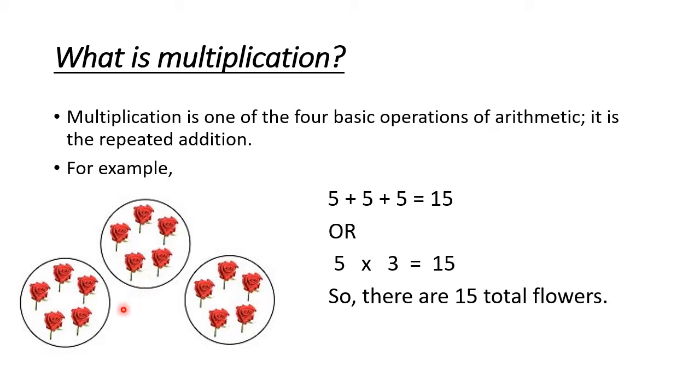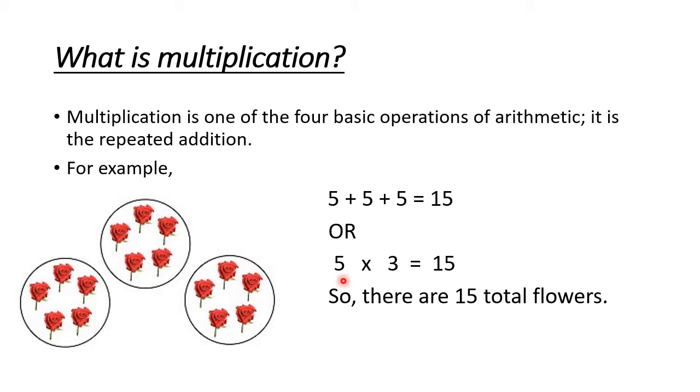For example, we are given 3 boxes, and in each box we have 5 flowers. 5 flowers in box 1, 5 in box 2 and 5 in box 3. Now if you want to find the total number of flowers, what will you do? We can find the total number of flowers by addition or by multiplication. By addition, how can we find it? Look, in box 1 we have 5 flowers. So if we add 5 plus 5 plus 5, because we have 5 flowers in each box and we have 3 boxes. So if we add 5 three times, we get the total number, that is 15.